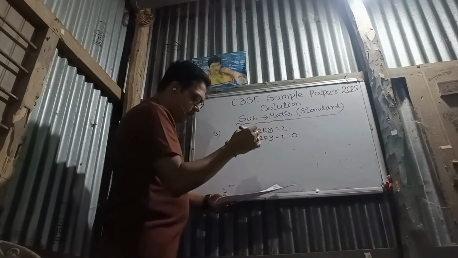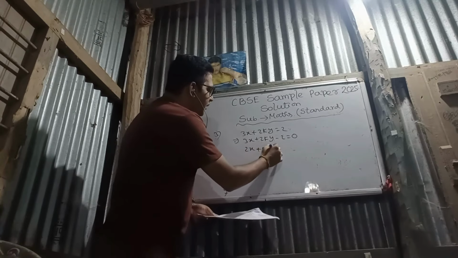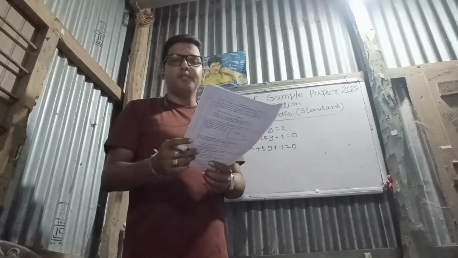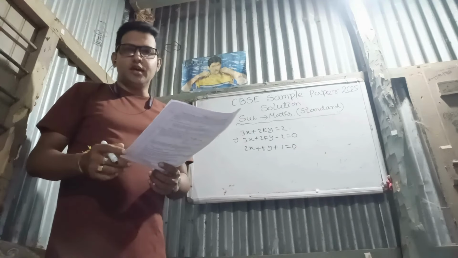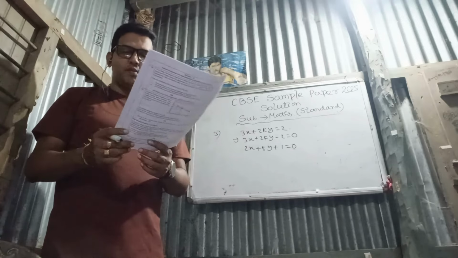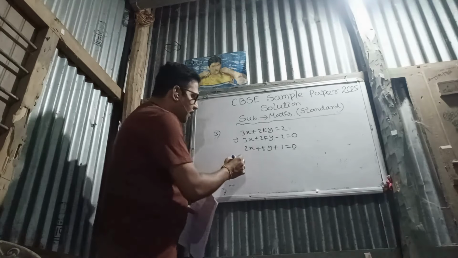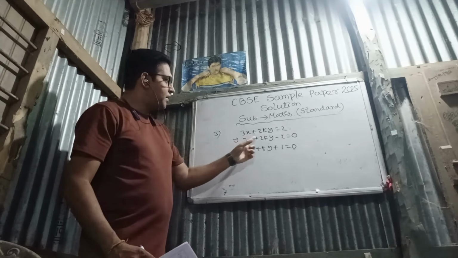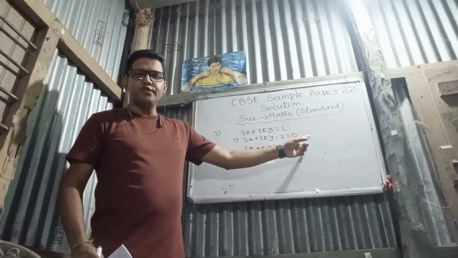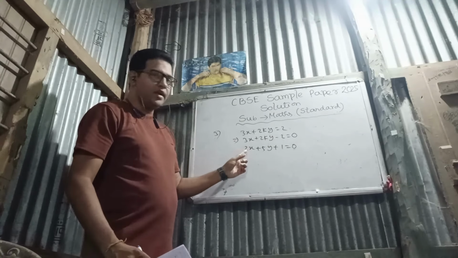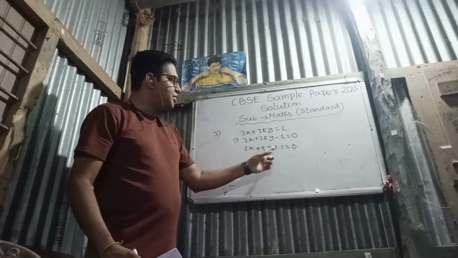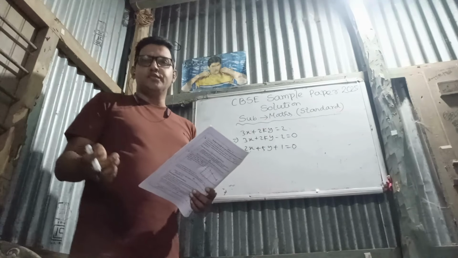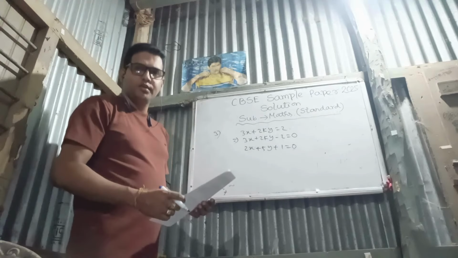2x, the second equation is 5y plus 1 is equal to 0. According to the question, the lines obtained from these two equations are not parallel. So what is the condition? If we compare the first equation with a1x plus b1y plus c1 is equal to 0, and the second equation has a2x plus b2y plus c2 is equal to 0, as they are not parallel, they will be intersecting at a particular point.